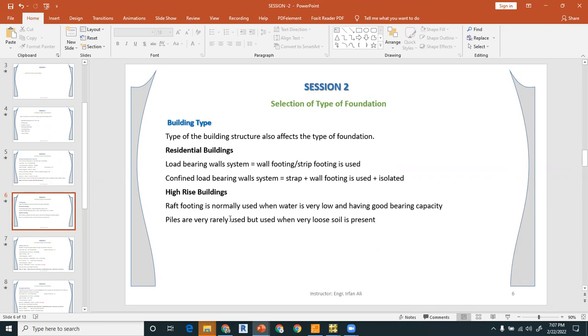And for the high-rise building, raft footing is normally used when the water table is very low and the soil has good bearing capacity, right? And piles are very rarely used, but in some cases, if there is a high water level and the soil is very loose, then you have to go towards the pile foundation, right? So this is the building type factor which will affect the selection of the type of the footing.